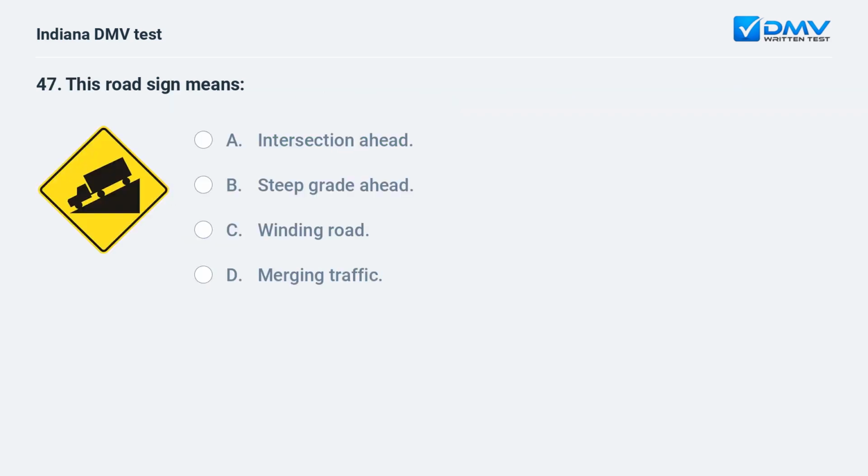This road sign means: a. Intersection ahead. b. Steep grade ahead. c. Winding road. d. Merging traffic. b. Steep grade ahead. This sign indicates that a steep downhill grade is ahead.